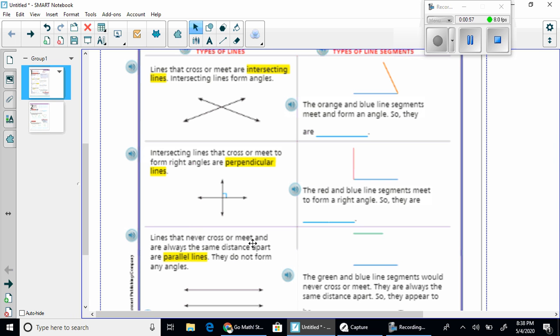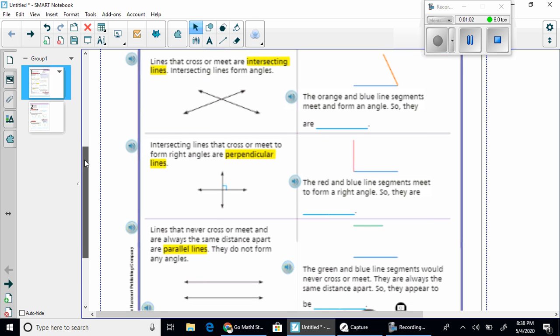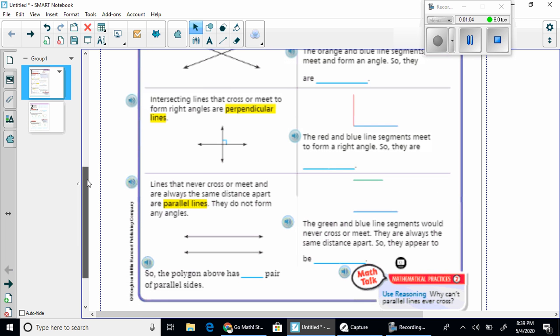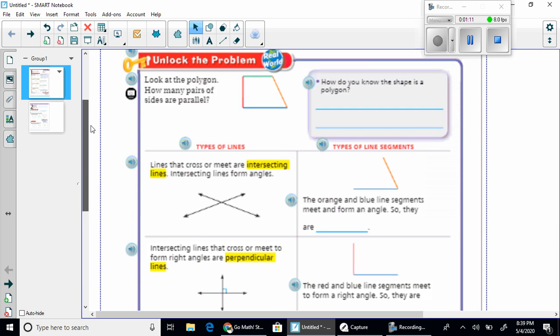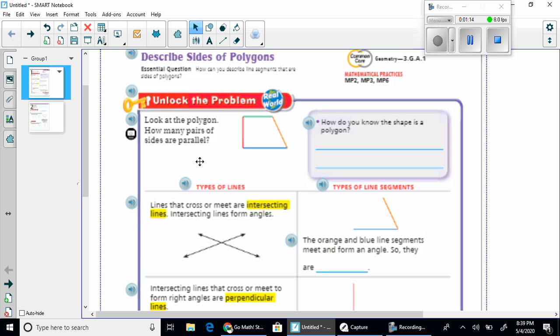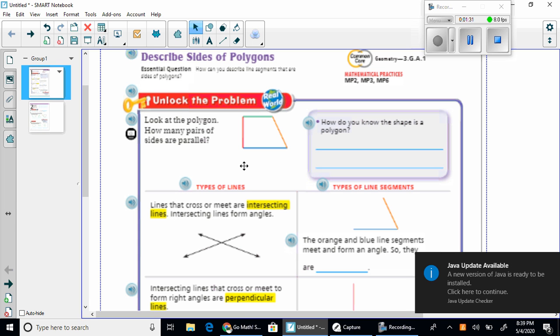All right, the last one that we have are parallel lines, and these are lines that never cross or meet, and they are always the same distance apart. They do not form any angles. Okay, so going back up to the top here, it says, look at this polygon, how many pairs of sides are parallel? Okay. So this side here would be parallel to this side. These two lines do not cross. They do not form any angles, and they are the same distance apart.